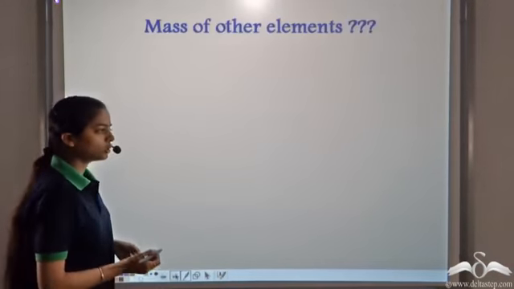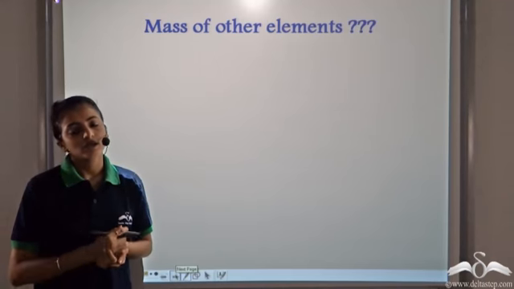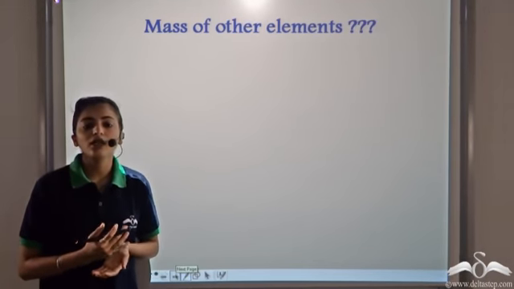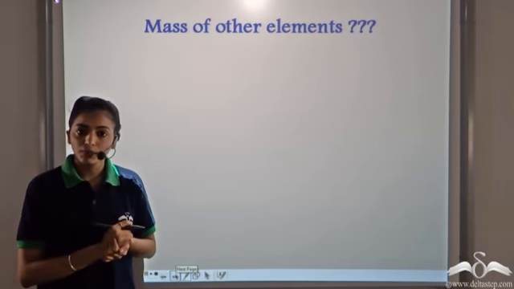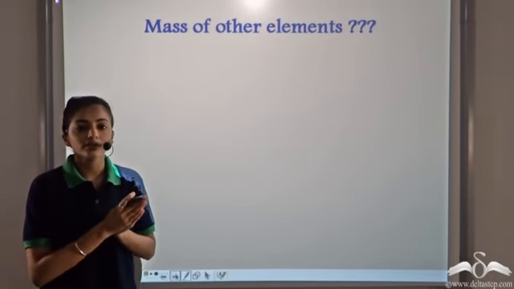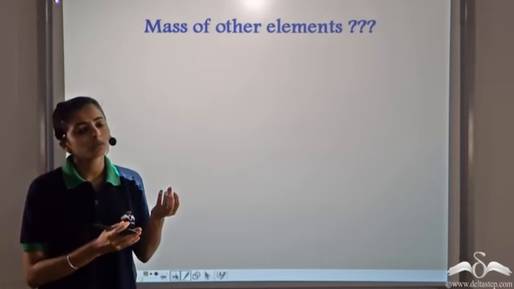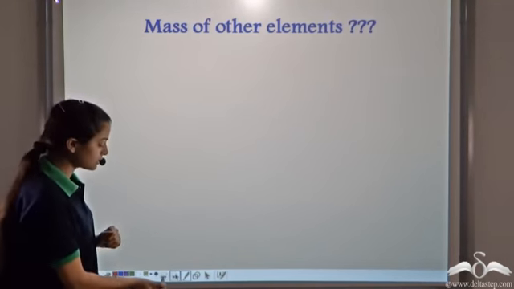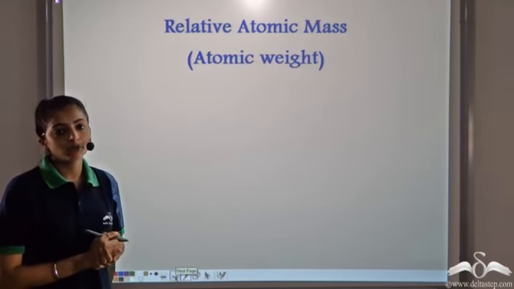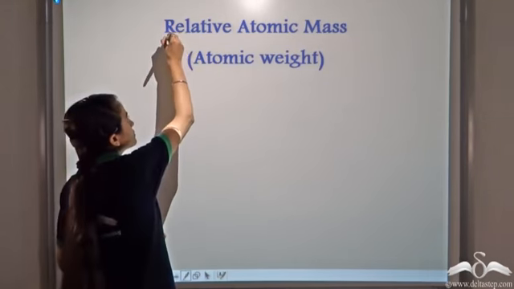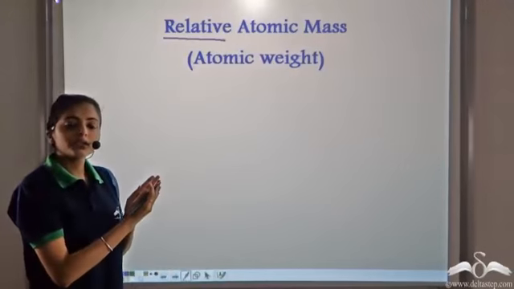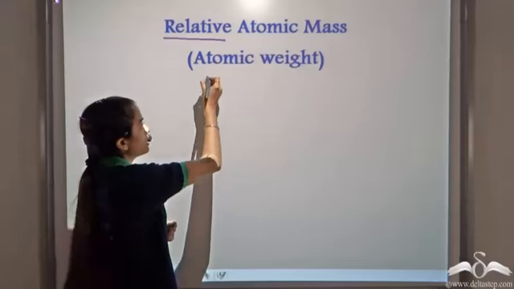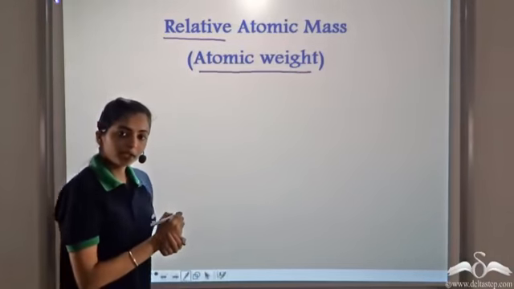Now, how do we calculate the mass of other elements? Other elements have different numbers of protons and neutrons. It's not very easy to calculate the masses of all the elements, but it is easy to compare the masses of the different elements with one particular element. That is why whenever we have to calculate the mass, the relative atomic mass is calculated. Relative means it is in reference to the mass of some other element. This relative atomic mass is also known as atomic weight.